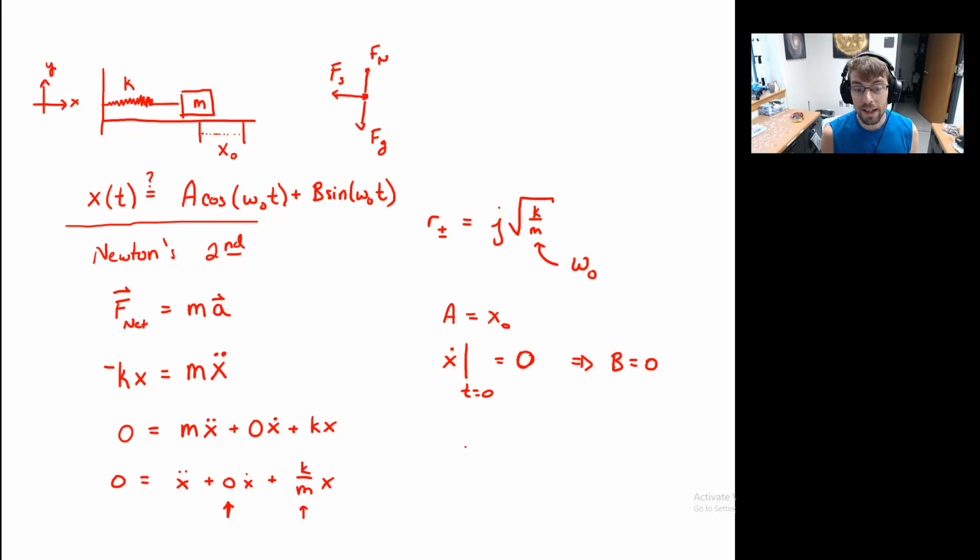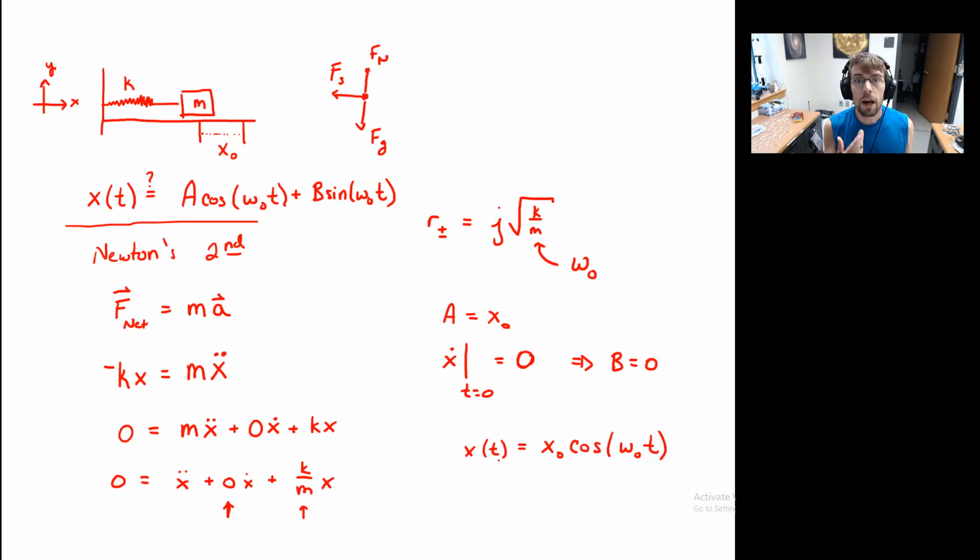So at the end of the day, we get that our time varying position of the box would be something like x naught cosine of omega naught t. Pretty cool, huh? Okay, so that's just kind of a refresher. Remember, hey, when you have a box on a spring, it oscillates back and forth.